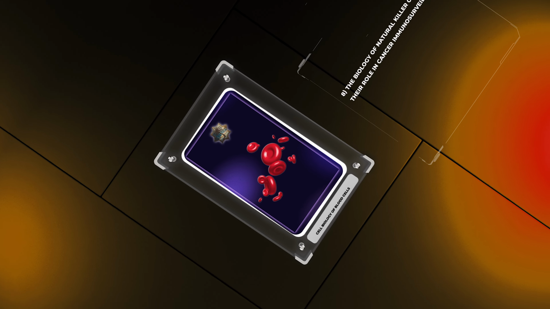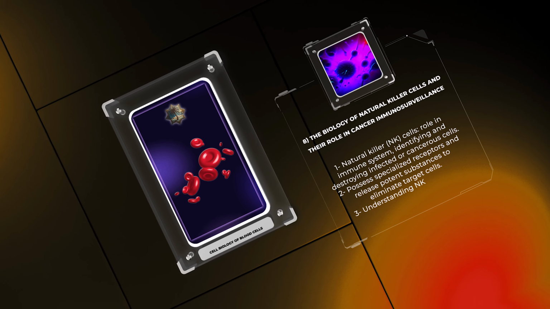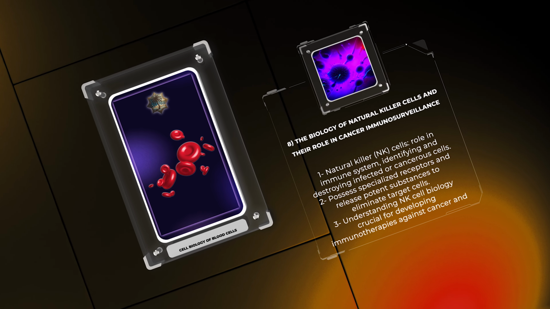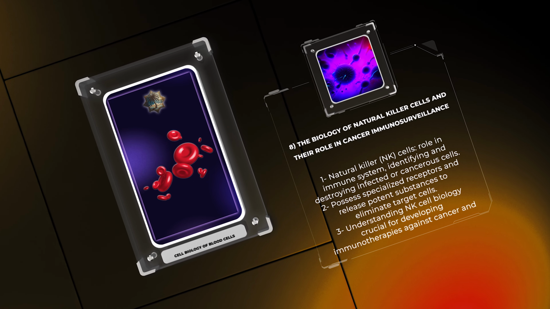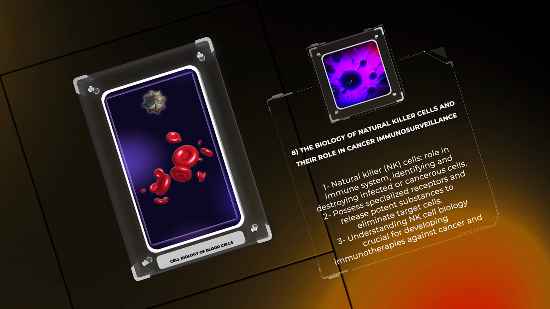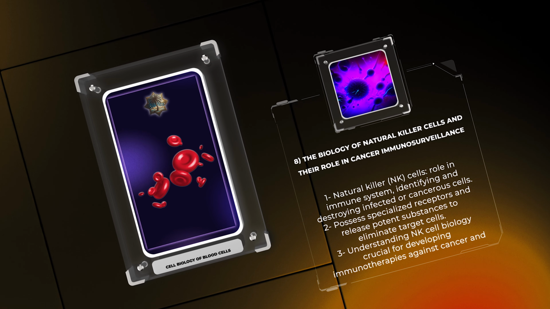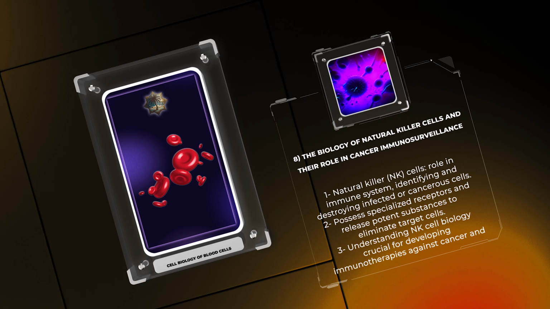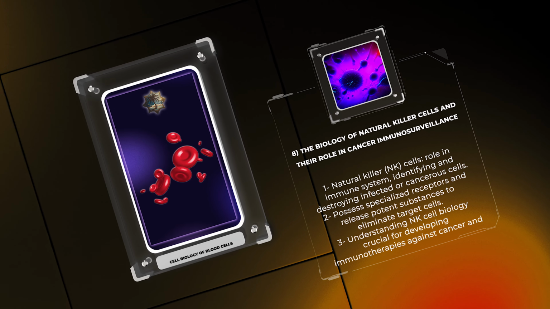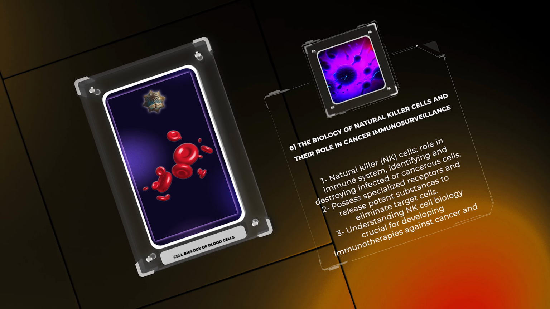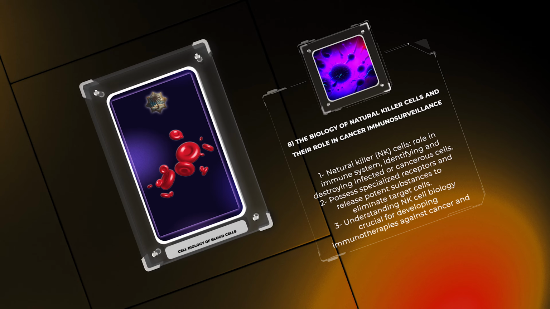In this section, we will explore the fascinating role of natural killer, NK, cells in our immune system. NK cells are responsible for identifying and destroying infected or cancerous cells. They possess specialized receptors and release potent substances to eliminate target cells. Understanding NK cell biology is crucial for developing effective immunotherapies against cancer and infections.